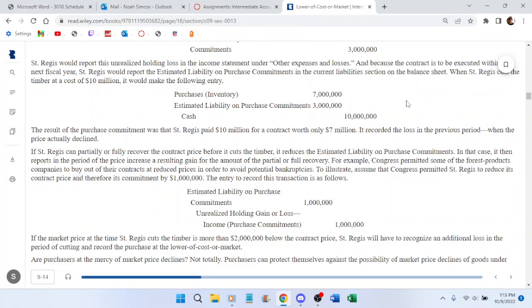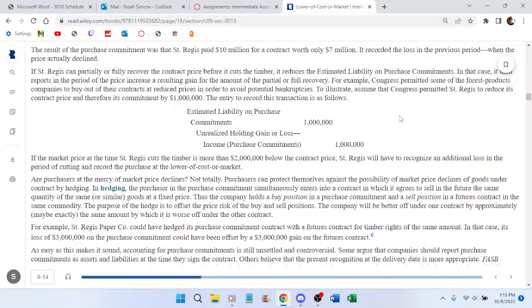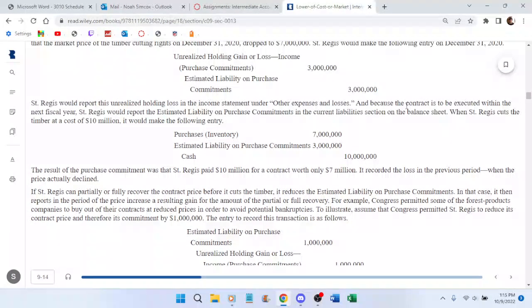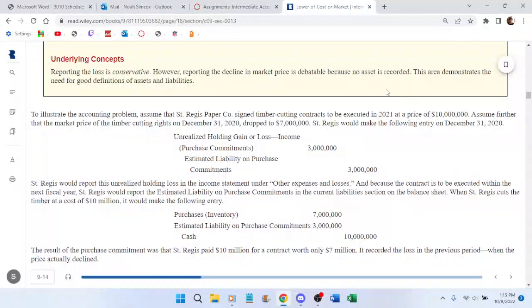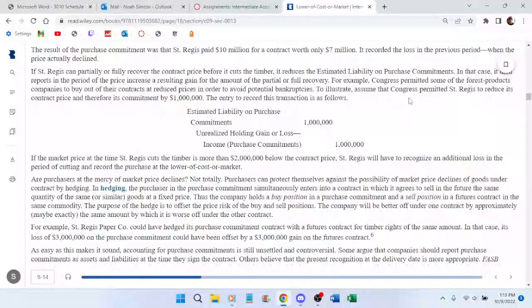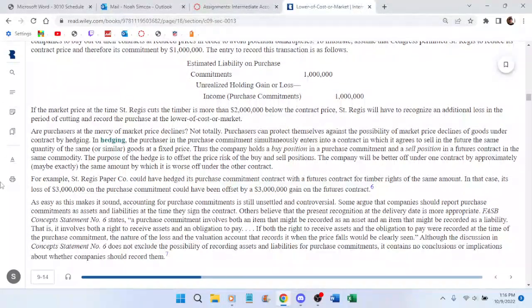Reduce a liability on purchase commitments. Increase gain. Unrealized gain. What? I thought unrealized gains were comprehensive income. Well, it is, isn't it? Unrealized gains are actually comprehensive income. Aren't they?